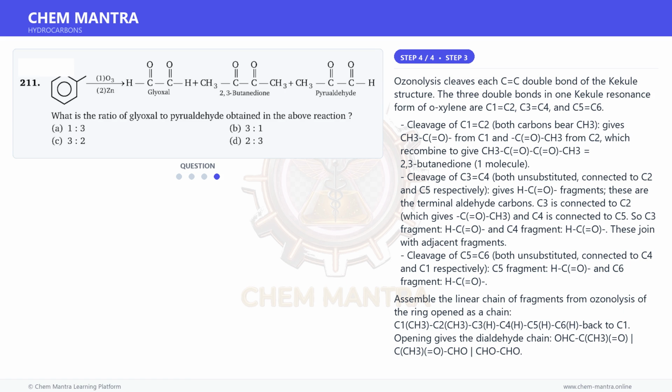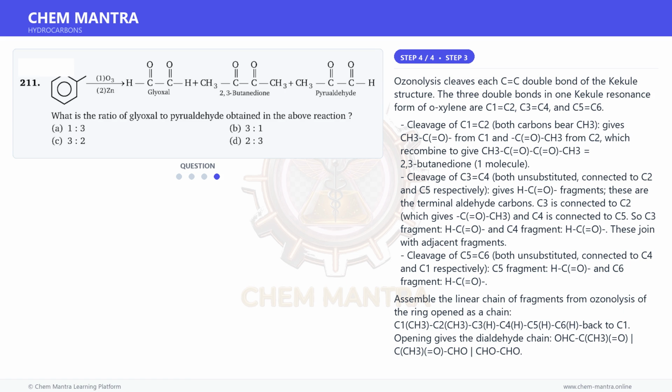Cleavage of C3=C4, both unsubstituted, connected to C2 and C5 respectively, gives HC=O fragments. These are the terminal aldehyde carbons. C3 is connected to C2, which gives C=O-CH3, and C4 is connected to C5. So the C3 fragment is HC=O, and the C4 fragment is HC=O. These join with adjacent fragments.